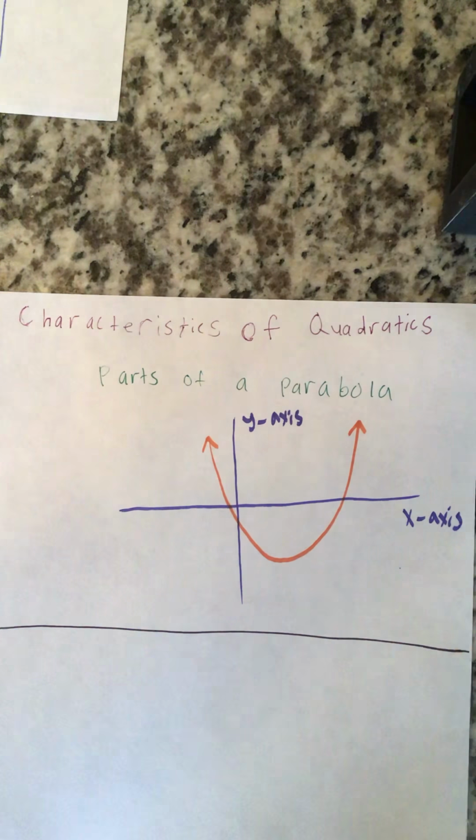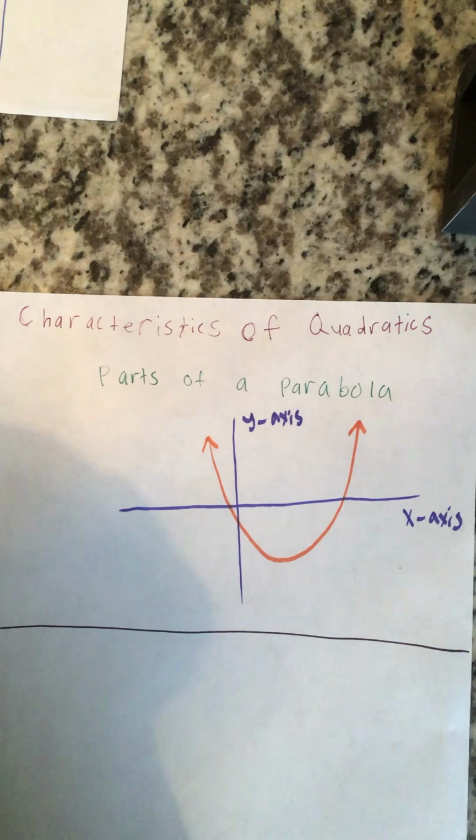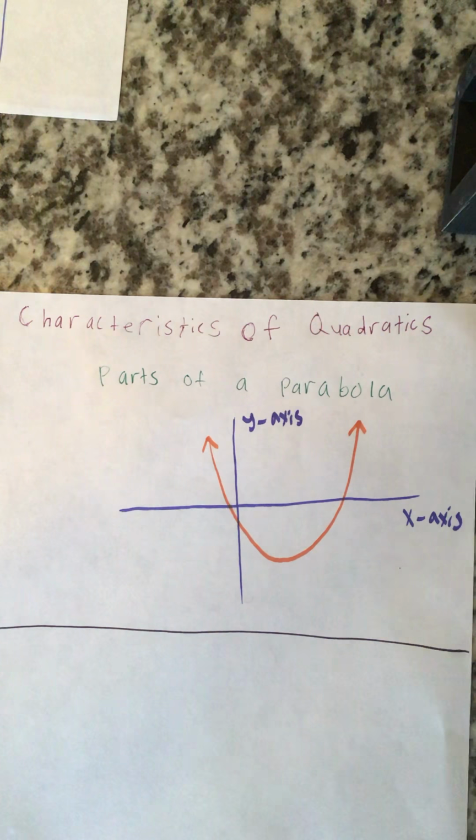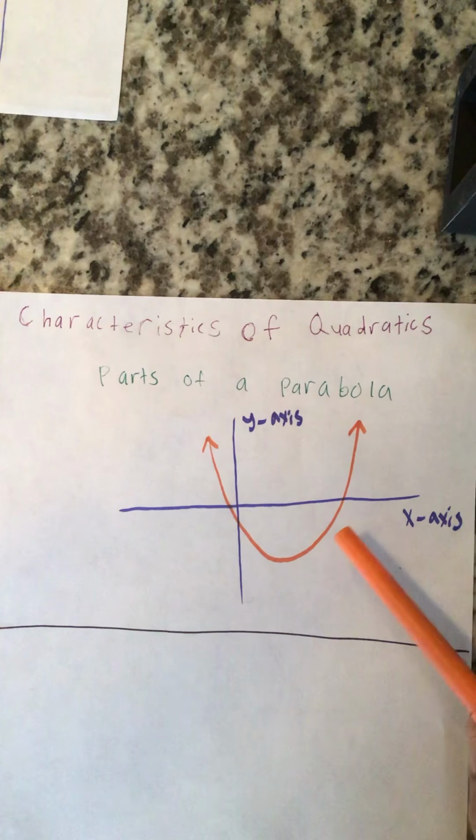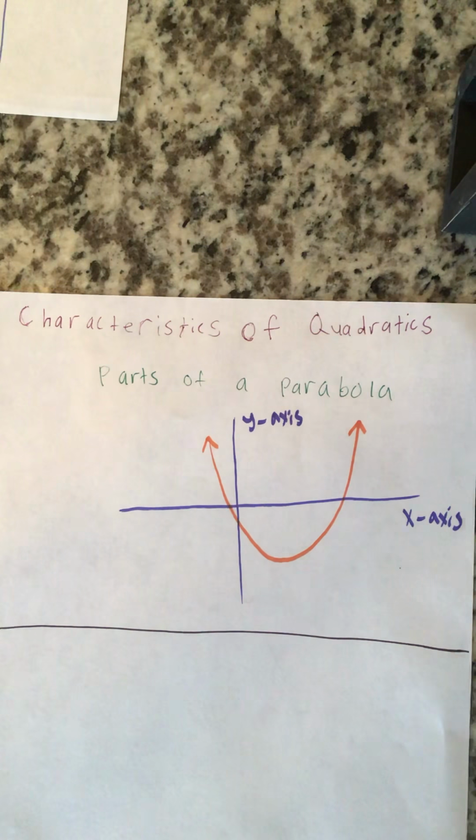Now we're talking about characteristics of quadratics, okay? So what we call this kind of U shape is a parabola. I don't know why it's called a parabola, but it's called a parabola, okay? And there's different parts of it that we have to know. So I kind of have one drawn here. Again, it's not perfect, but bear with me. I have the x-axis and the y-axis labeled, okay?